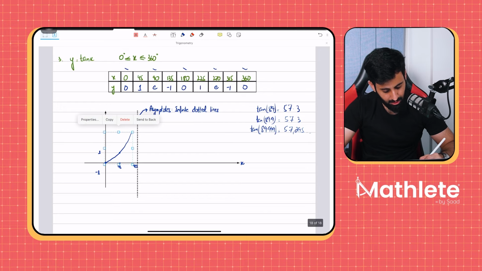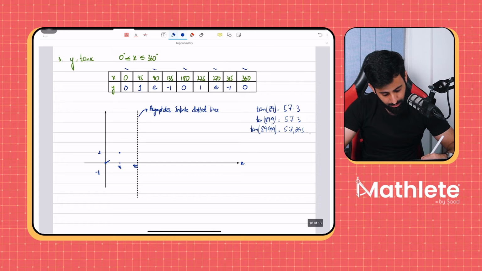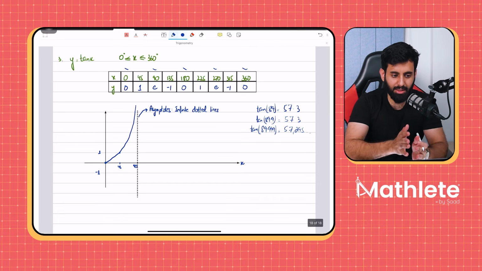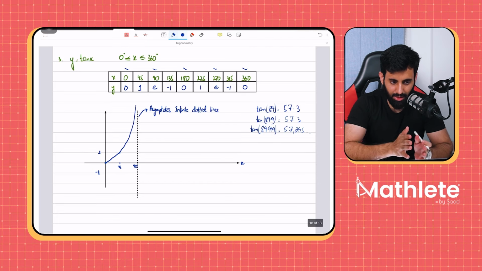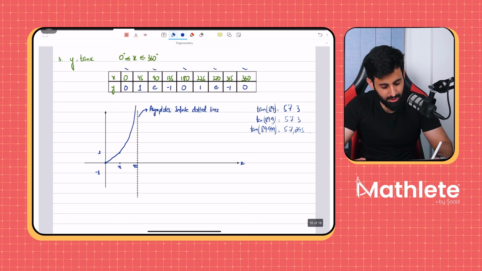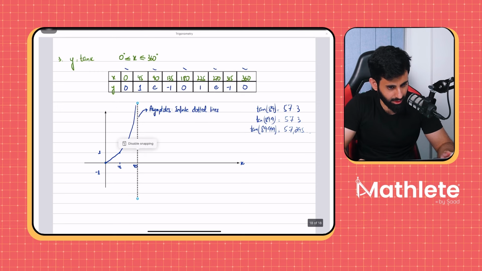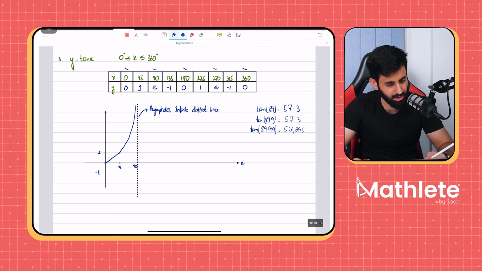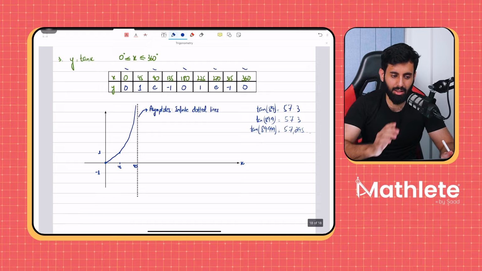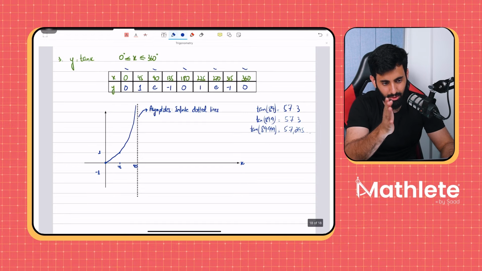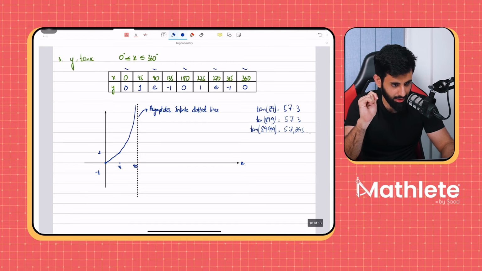So let me do this again. At 0 it's 0, at 45 it's 1, and then what happens after 45? It starts to increase, and the increase is very rapid. Okay, the increase is extremely rapid, which is why the graph becomes almost vertical. It's not exactly vertical because it's a curve at the end of the day, but it becomes almost vertical such that it seems as if it's parallel to the vertical line that we have at 90 degrees.